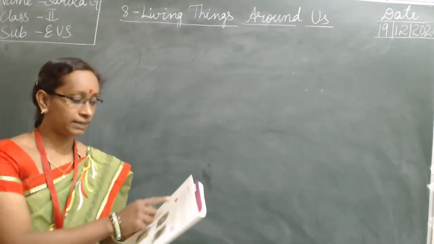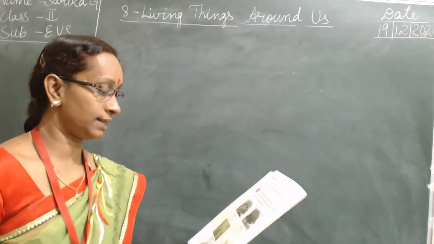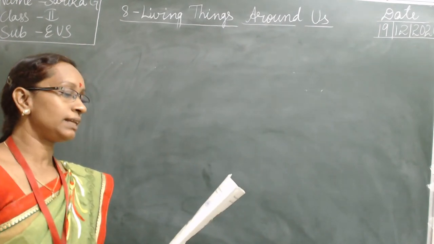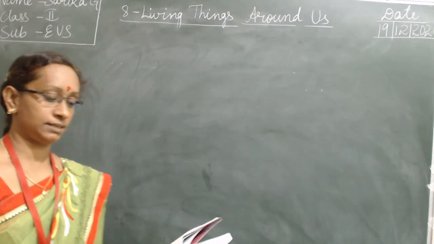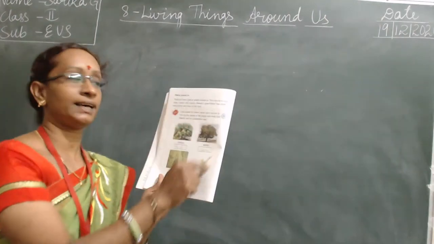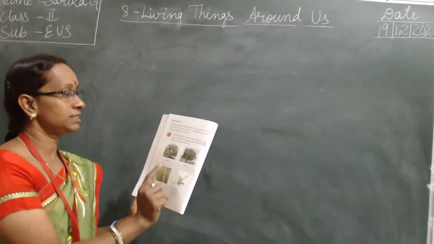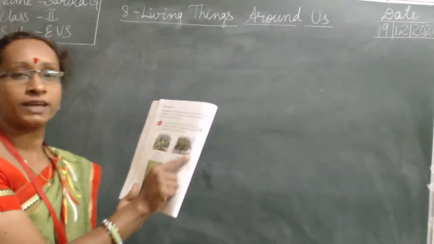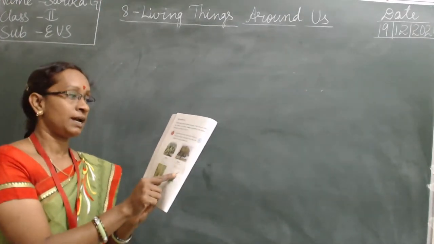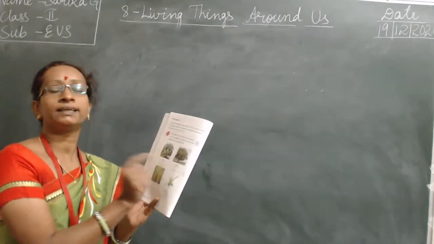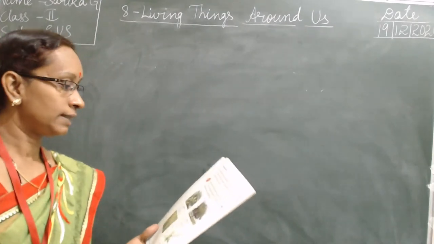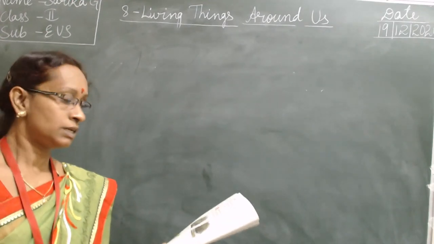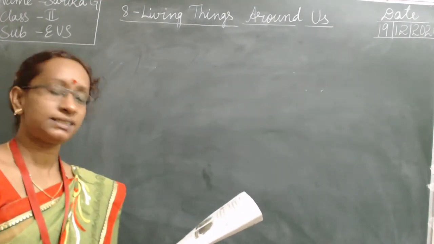Here a pep activity is there. Some trees and plants are there. Unscramble the letters below each picture. Here 4 pictures are there. Unscramble the letters below each picture to find out the names of the plants that Rakesh and his grandfather saw. We have to write the names here.